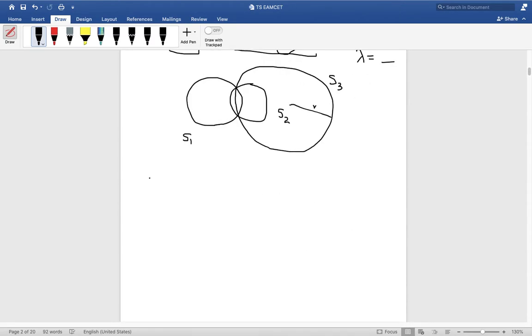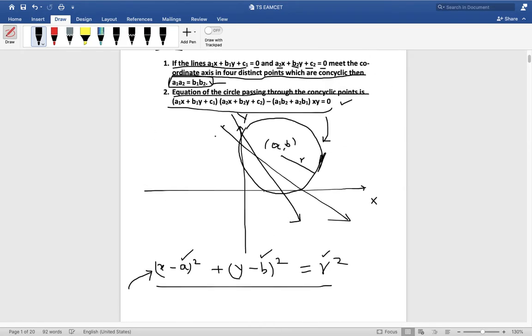So I have given curve S1 as a pair of equations. A pair of straight lines can also be written in this form as a curve, which is nothing but this: a1x plus b1y plus c1 into a2x plus b2y plus c2. Okay, so this is my S1, which is a pair of straight lines, which are these two equations, a1x plus b1y plus c1 equals 0, and a2x plus b2y plus c2 equals 0. But then what will be my S2?